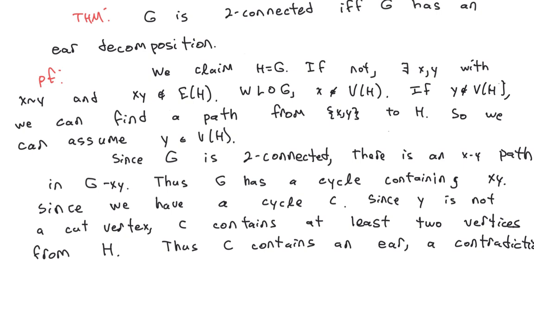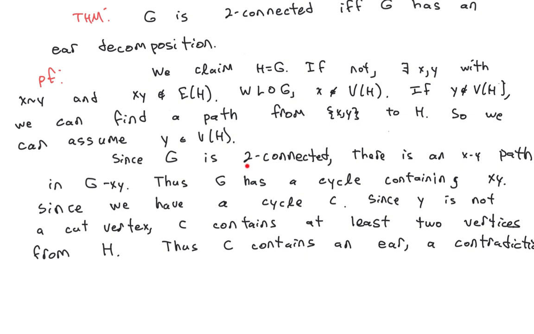If Y is also not a vertex in H, then you can try to find a path from X, Y to H. And then going along that path, we can eventually arrive at an edge where X is not in H, but Y is. So we can assume we're in a situation where we have found an edge where one endpoint is in H and the other is not. So now we're in that situation.